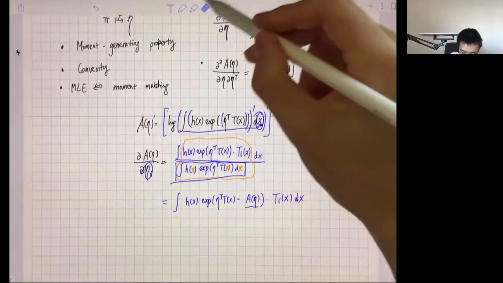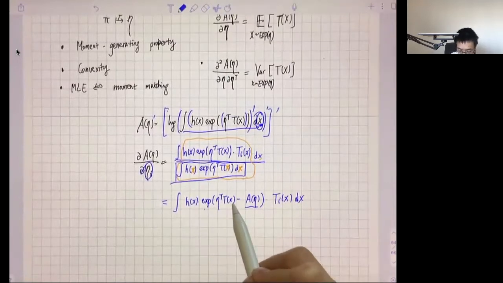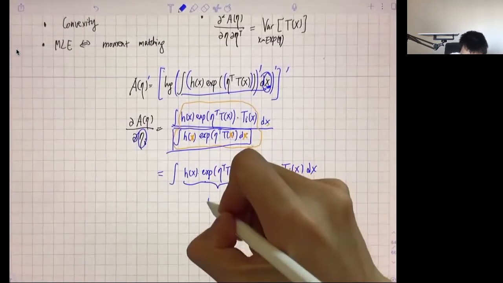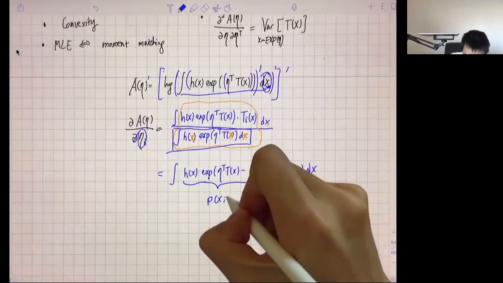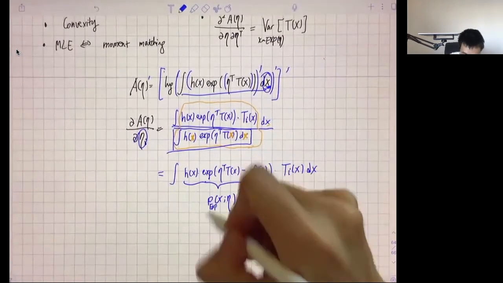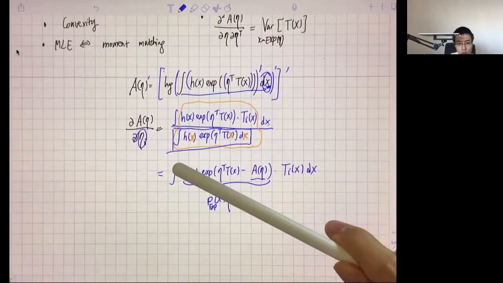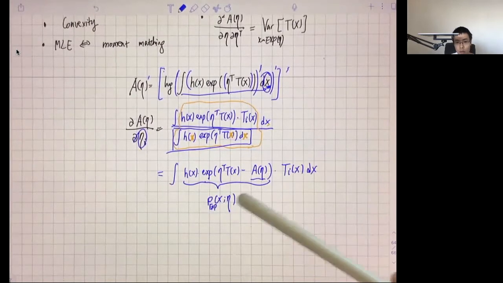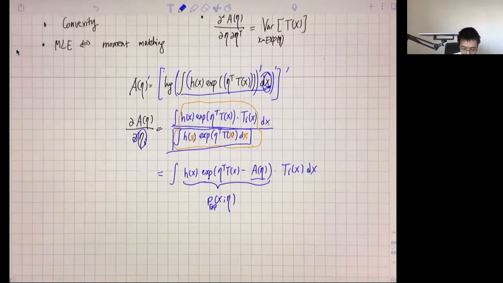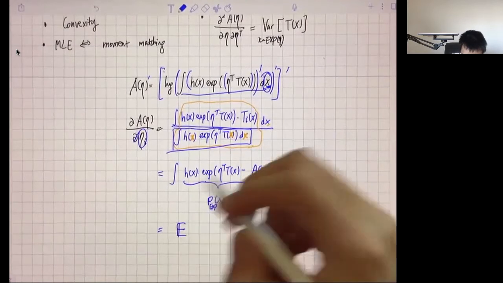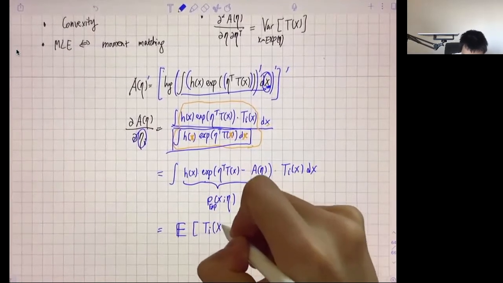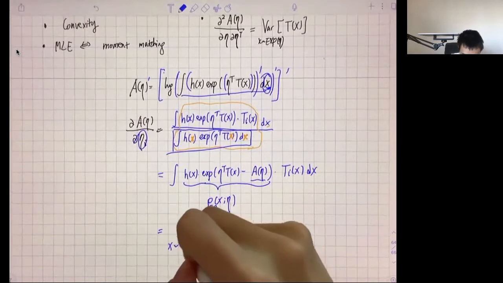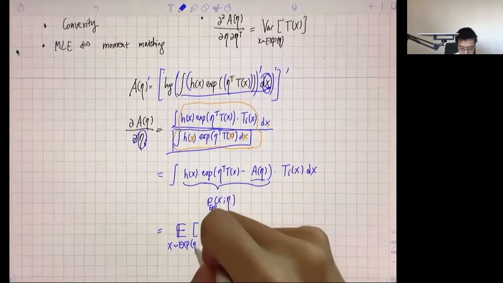So this precisely gives me h(x) exp(η^T t(x) − A(η)). And we know that this is the probability of x parameterized by η in that exponential family, okay? And we know that if you integrate the probability times some function of something, or you take the summation of the probability of something times the function of something, it gives you the expectation. So that is the expectation of your sufficient statistics, where the expectation is taken over your random variable generated from the exponential family with parameter η, okay?